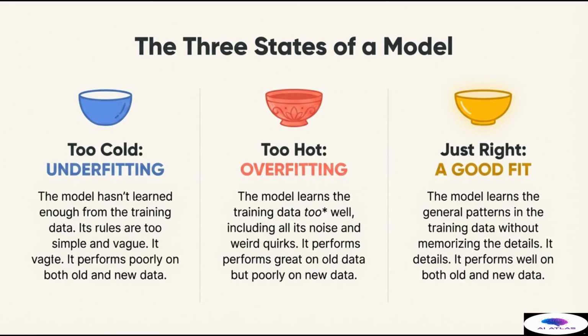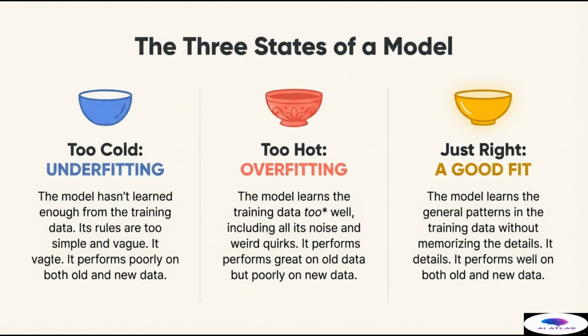Let's look closer at the definitions. First, too cold, underfitting. The underfit model is severely lacking in complexity. It hasn't spent enough time learning, or perhaps it's constrained by being too simplistic to begin with. Think of it as drawing a straight line through a set of wildly curving data points. Its rules are extremely vague and simple. Critically, because it hasn't captured any meaningful relationship, it performs poorly on the data it was trained on, and it performs poorly on new, unseen data. It fails universally because it never learned anything useful to begin with. We often characterize underfit models as having high bias.